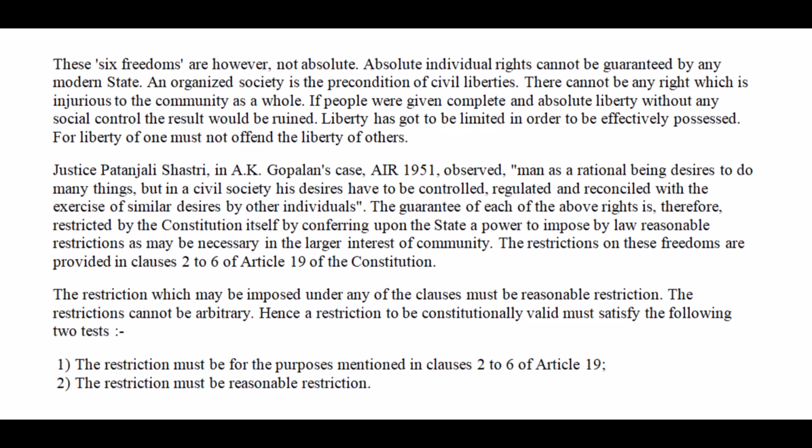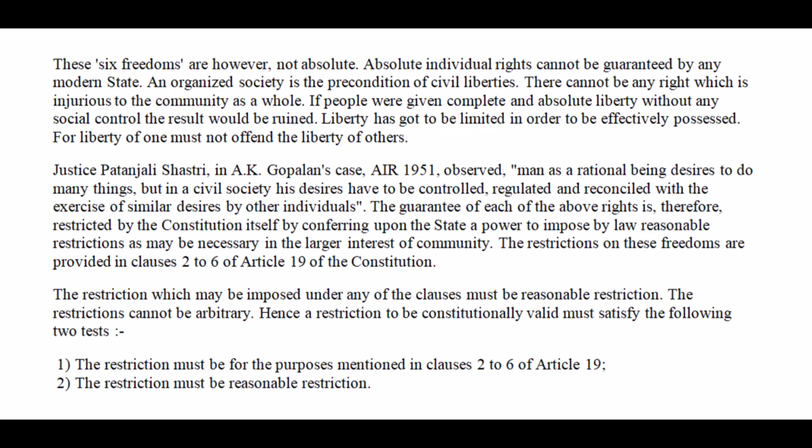These 6 freedoms are, however, not absolute. Absolute individual rights cannot be guaranteed by any modern state. An organized society is the precondition of civil liberties. There cannot be any right which is injurious to the community as a whole.